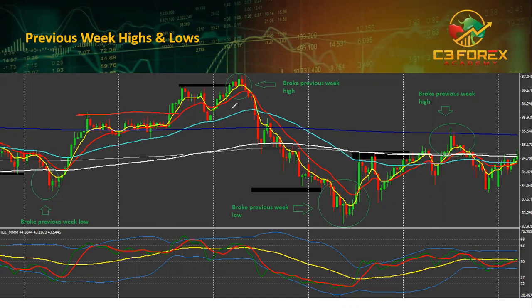The following week, what happens? Price comes out, breaks the high of the previous week. On the TDI, you got shark fin, blood in the water, market baseline sitting out overbought.